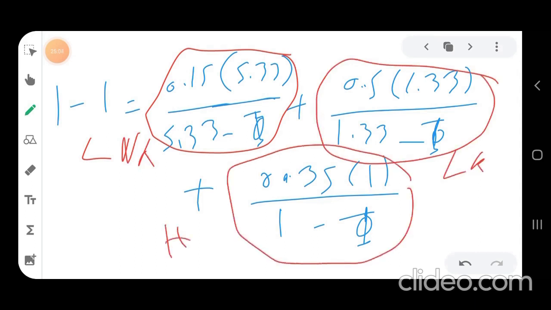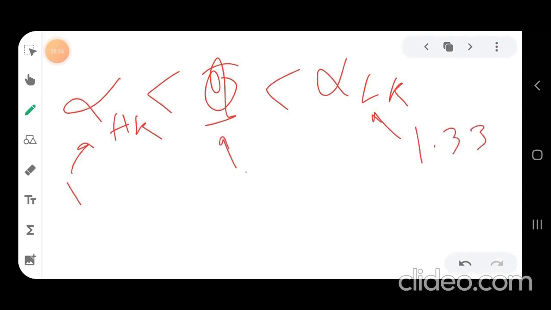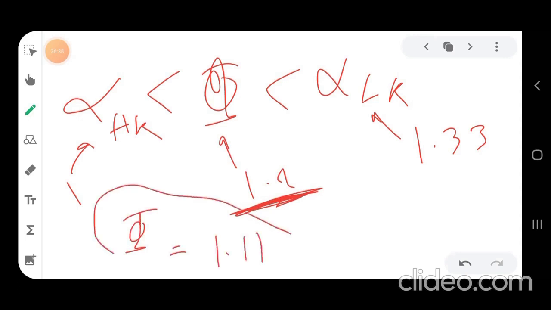So the only unknown here is phi, and you can see it is a non-linear equation, so you could have many solutions. You need to choose a good initial guess, and we say that a good initial guess should be between the alpha of the heavy key and the alpha of the light key. The alpha of the heavy key is 1, and the alpha of the light key we determined as 1.33, so a good initial guess would be, for example, 1.2. Take this value as an initial guess, use your solver or a program, and you will get the value of phi as 1.11. Once you get this value of phi, you can use the second Underwood equation to determine V minimum.